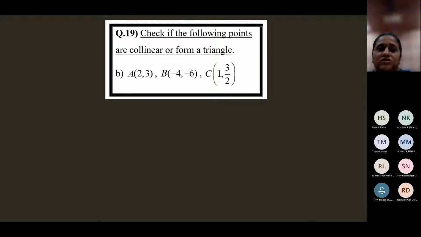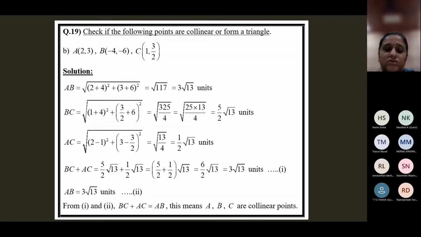So this is the next one. Again, the same heading: check if the points are collinear or form a triangle. So see here. Here also, when you work AB, it is 3 root 13 units. When you work BC, it is 5 by 2 root 13. When you work AC, it is 1 by 2 root 13.